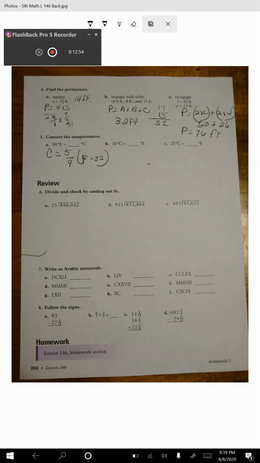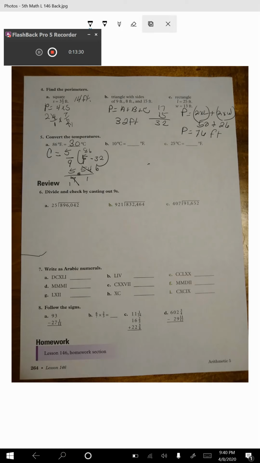Okay, so the parentheses tell us to do the F minus 32 first. So we have 86 minus 32. And I get 54. Do you get 54? We have to times that by 5 over 9. So I'm going to put it over 1. 9 goes into 54 perfectly. That makes it nice, right? And we get 30. So 86 degrees Fahrenheit is 30 degrees Celsius.